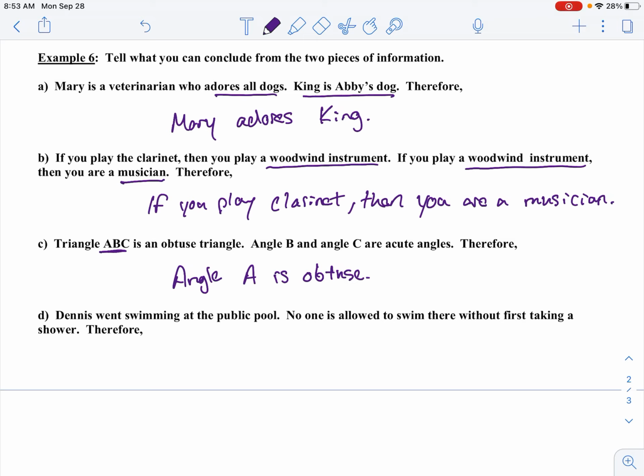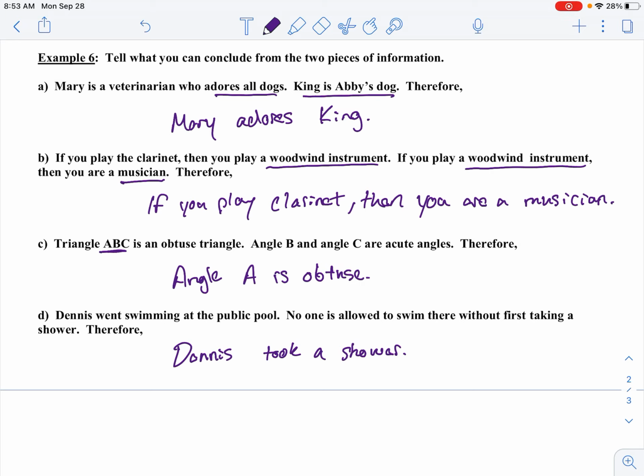And the last one, Dennis went swimming at the public pool. No one is allowed to swim without first taking a shower. That's a good rule. Therefore, oh, look at you, Dennis. Dennis, he went swimming at the pool. He was only allowed in if he took a shower. So Dennis took a shower. Yay, Dennis. Way to have good hygiene. So again, some examples there of deductive reasoning.